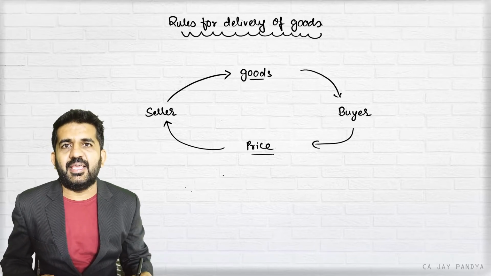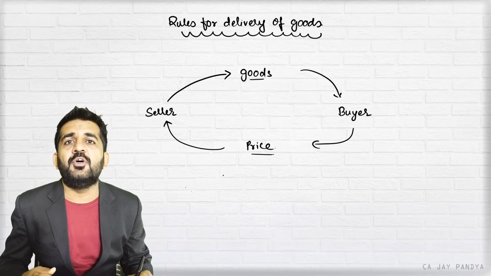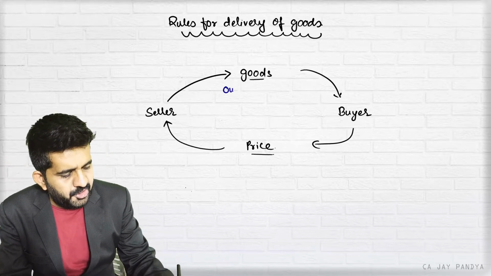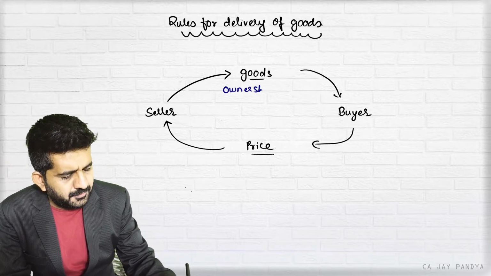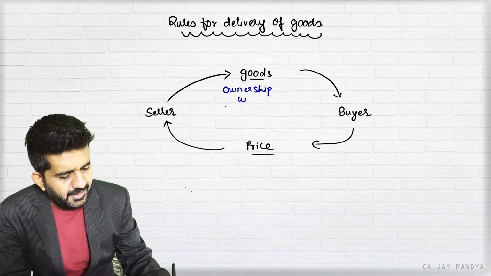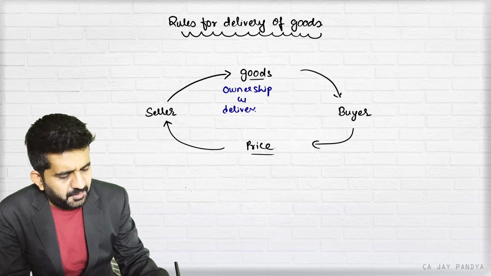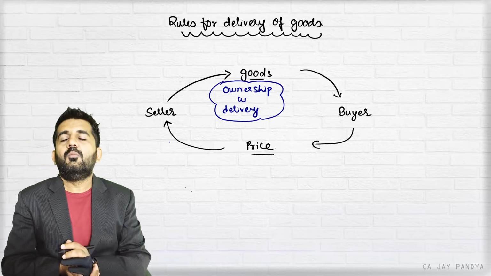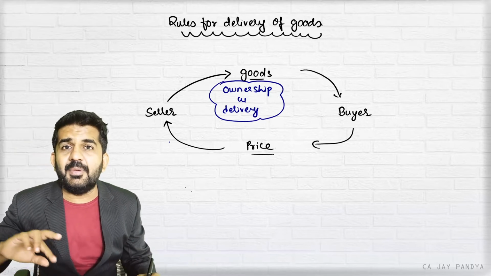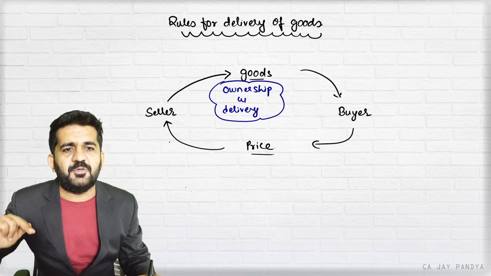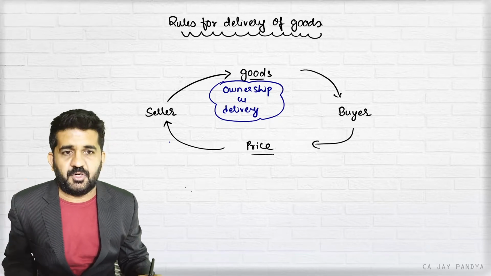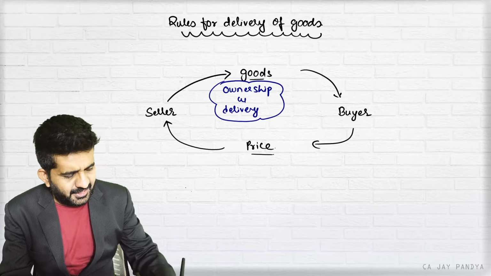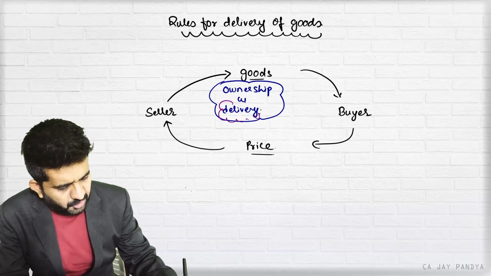Understand, when we say the seller should transfer goods to the buyer, there are two things. Ownership should be transferred, and delivery is also to be made. Both should be done. It may be ownership first and delivery afterwards, or delivery first and ownership afterwards, but both are to be transferred. And in this lecture, we will be concentrating on this point.